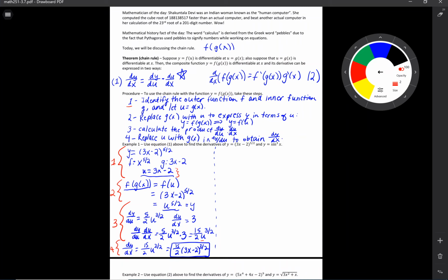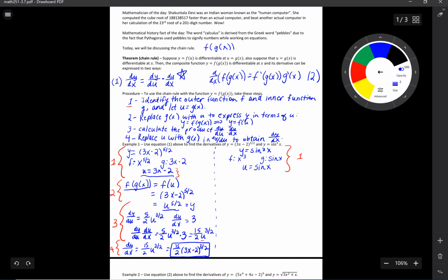All right, let's go on to the next example where we have y equals sine cubed of x. So I have my outer function. Again, it's usually a power. So here my outer function is x cubed. My inner function is sine of x. And I set u equal to g of x, so u equals sine of x. Step 1.